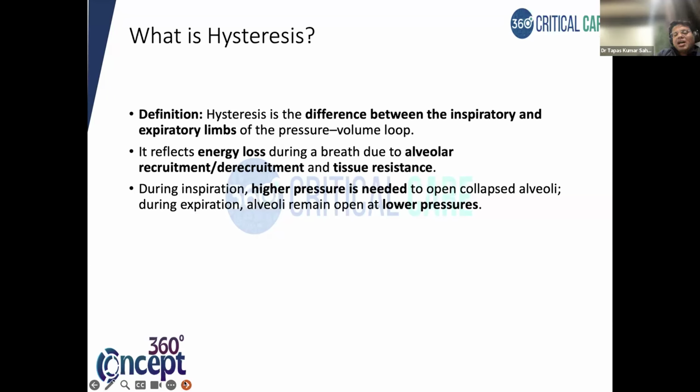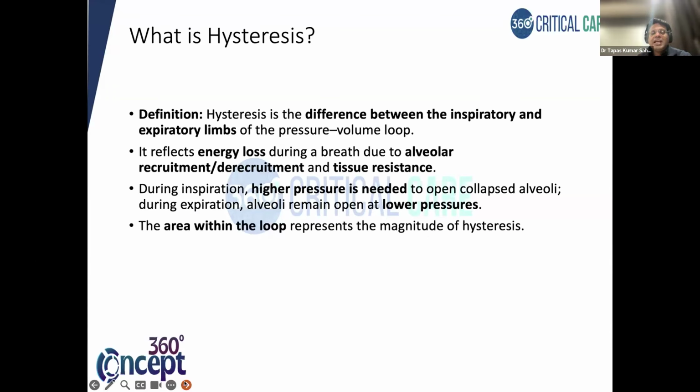During inspiration, higher pressure is needed to open the collapsed alveoli. During expiration, alveoli remain open at the lower pressure so that you don't need to again and again reopen them. So that's the idea of avoiding atelectrauma. Okay, so we need some amount of PEEP so that again and again we don't need to open them, as that would be more damaging and release cytokines. So the area within this loop represents the magnitude of the hysteresis.